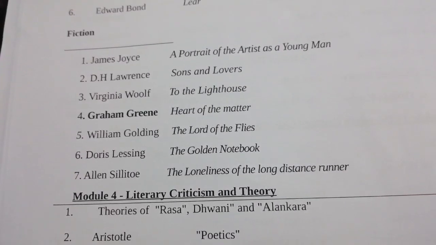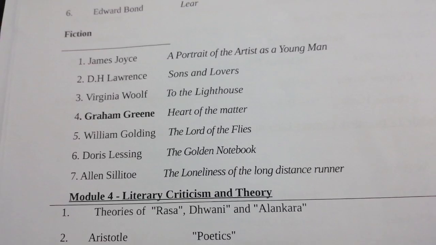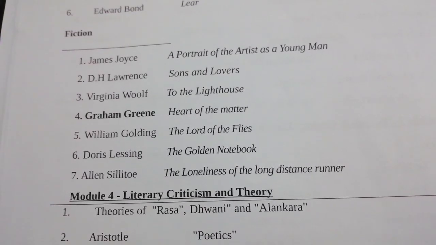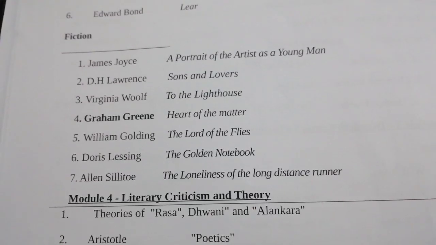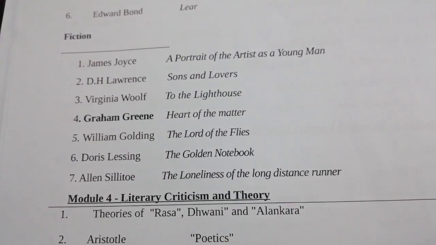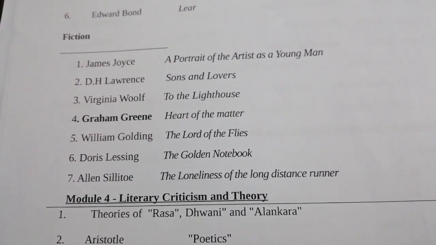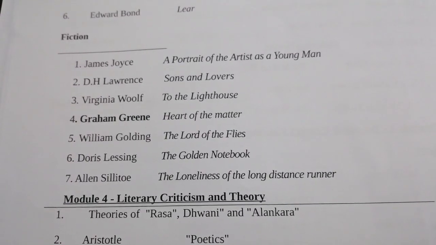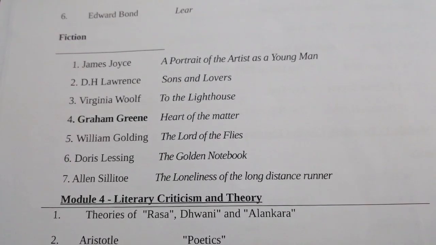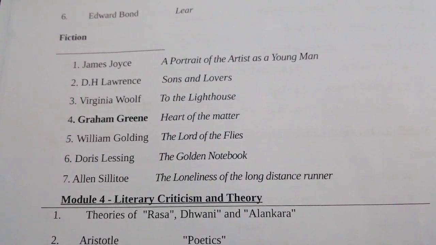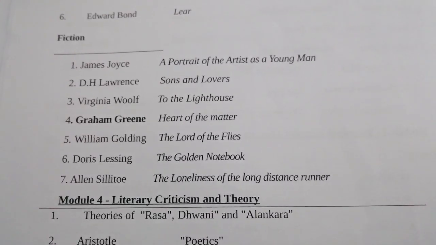When we come to 20th century literature, the fiction area, we can see the fiction genre. James Joyce, A Portrait of the Artist as a Young Man, and D.H. Lawrence, Sons and Lovers, Virginia Woolf, To the Lighthouse, and Graham Greene, The Heart of the Matter, and William Golding, Lord of the Flies, and Doris Lessing, The Golden Notebook, and Alan Sillitoe, The Loneliness of the Long Distance Runner. All these fictions are included in 20th century literature.